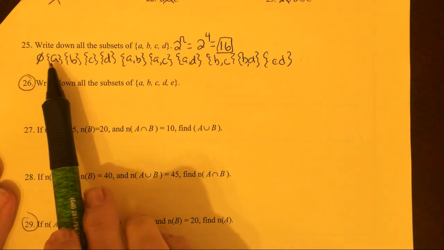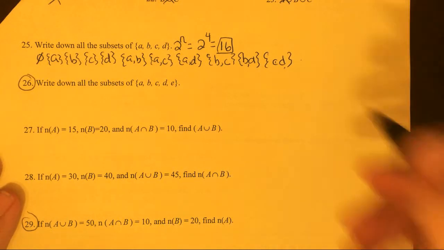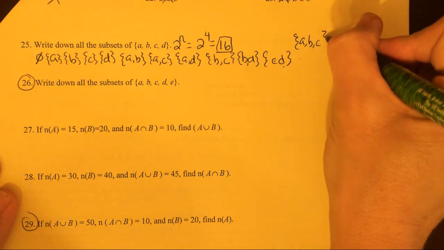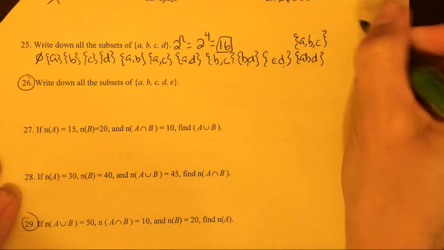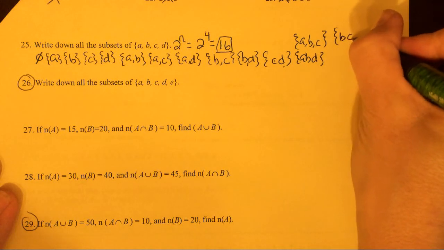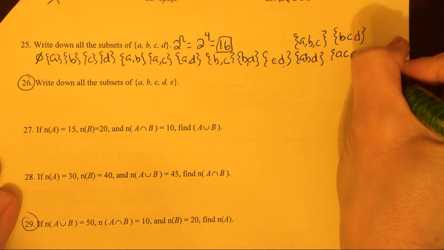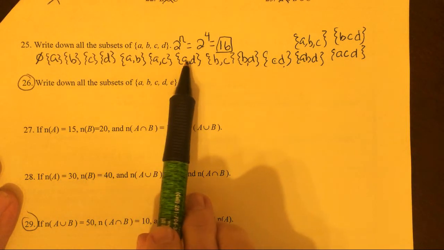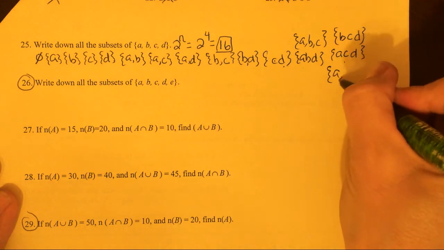Okay, so how many do I have so far? 1, 2, 3, 4, 5, 6, 7, 8, 9, 10, 11. I need 5 more. All right, so I'm going to do my triples now. So for my triples, I can have A, B, and C. I could also have A, B, and D. I can also have B, C, and D. And A, C, and D. So 1, 2, 3, 4, 5, 6, 7, 8, 9, 10, 11, 12, 13, 14, 15. Oh, and I only need one more. And my last one is my sets of 4.